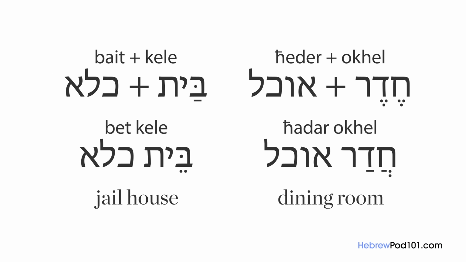Lastly, there is one more issue, perhaps the most confusing one. Sometimes the vowels of the first noun change, like in these examples. Cheder plus ochel, chadar ochel, dining room. Bait plus kele, beit kele, jailhouse.